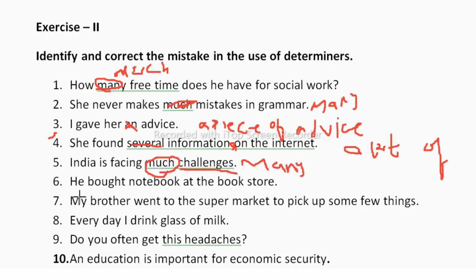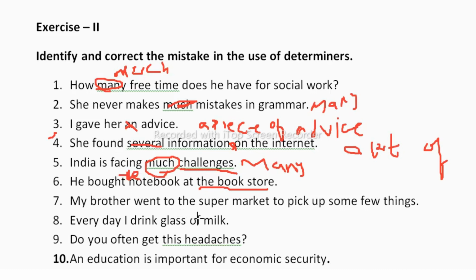Next one. He bought notebook at the bookstore. So here they have already mentioned something specific, the book is specific, so we have to use the article "the", otherwise we would have used "a book", "a notebook".